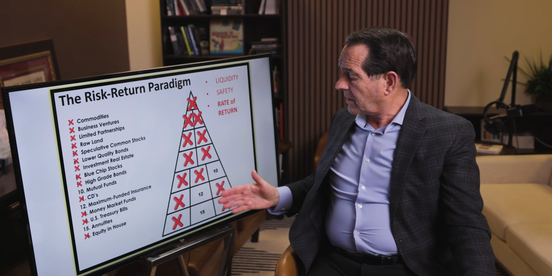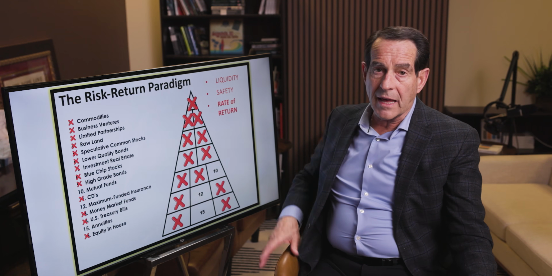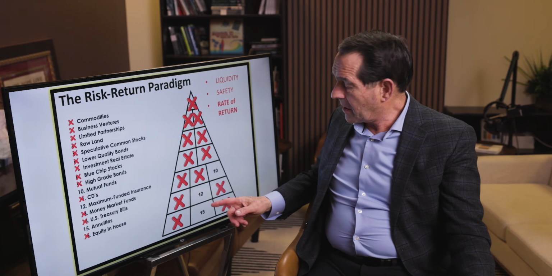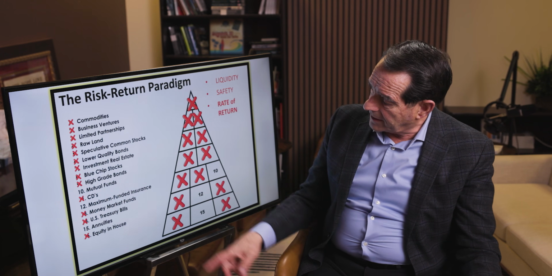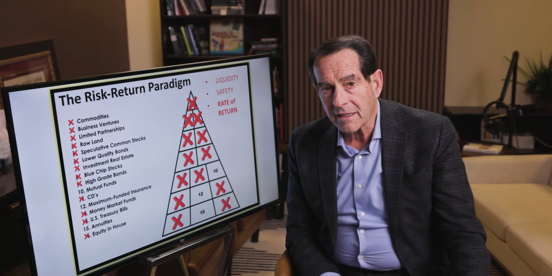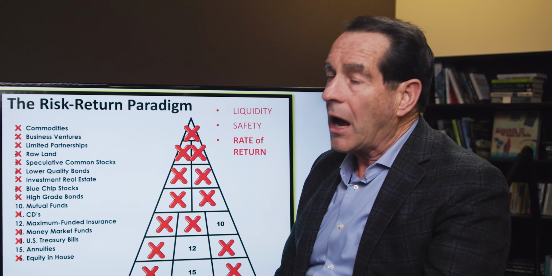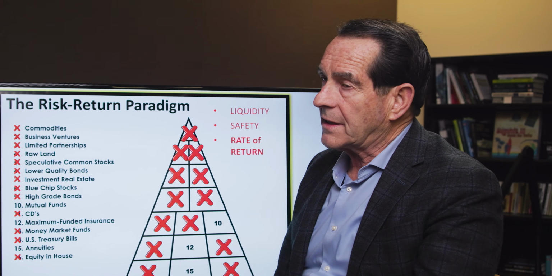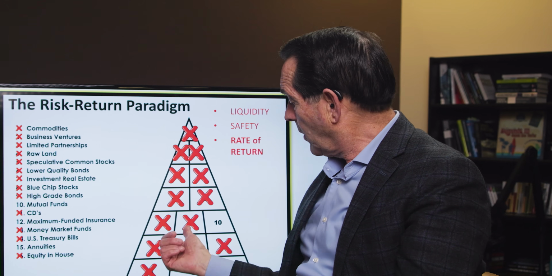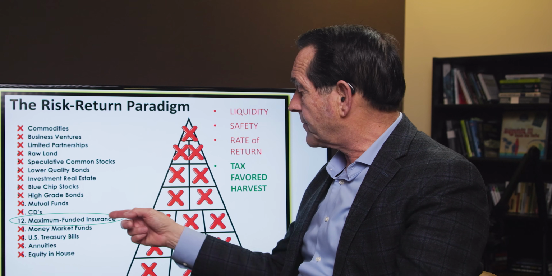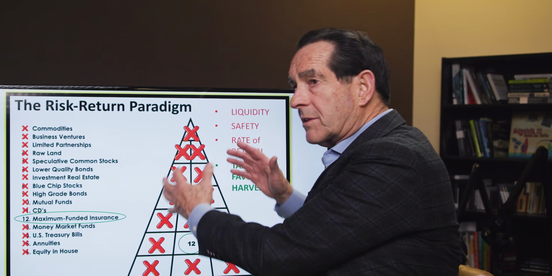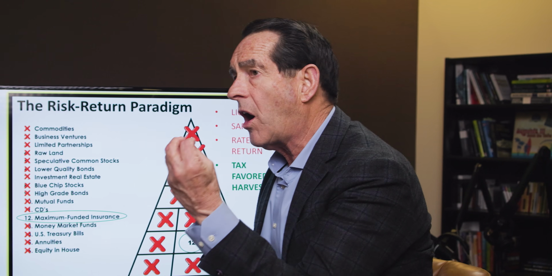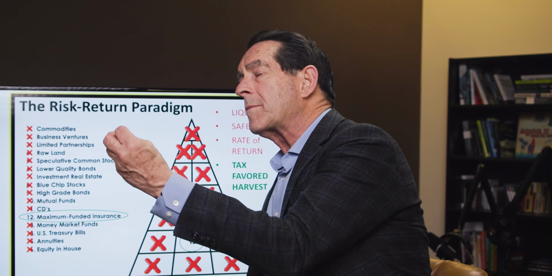We have 3 final possibilities: maybe a very small handful of mutual funds here, number 10, maybe a very small handful of annuities, but number 12 is my favorite, and it's actually the least understood in America. I want you to understand this because you're missing out until you do. Number 12 is max funded insurance. It's my favorite because it's the only vehicle out of all 16 that gives you a tax-favored harvest. So what do I mean by that?